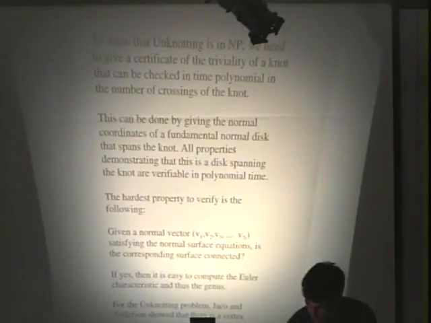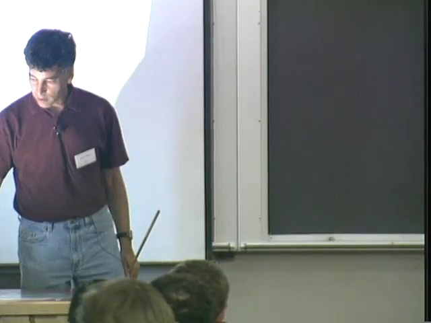For those of you who don't know what NP is, in a word, it just means that if I assert that a knot is the unknot, I can give a proof of it for an individual case in polynomial time in the number of crossings. Like you can certify that a knot is trivial in polynomial time, if not determine it.